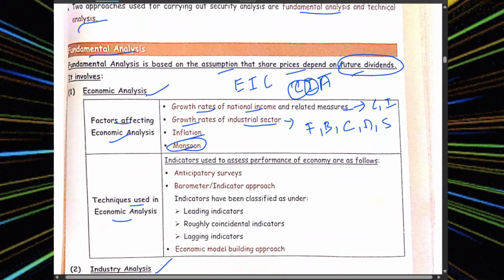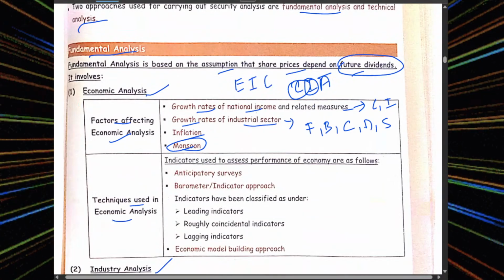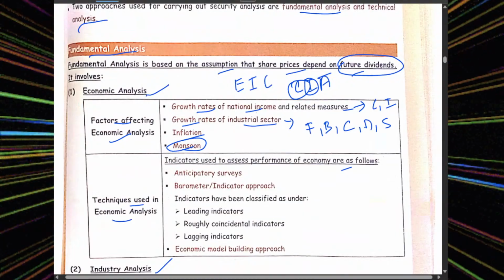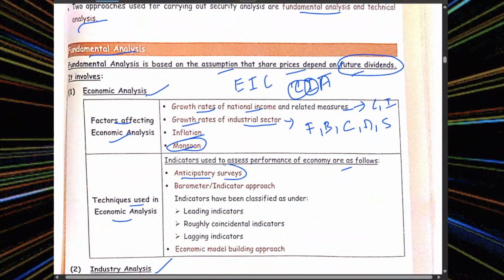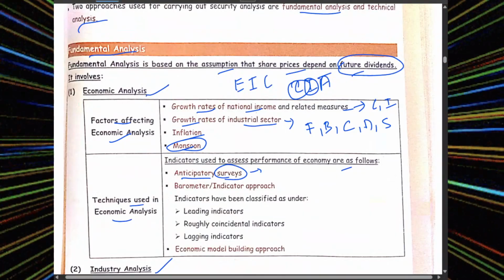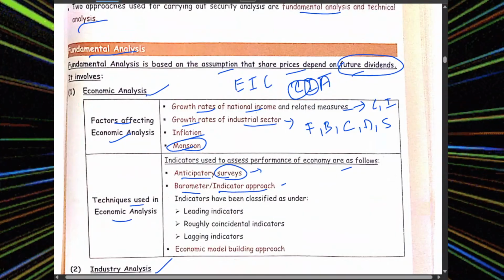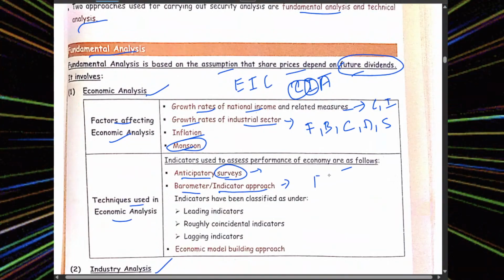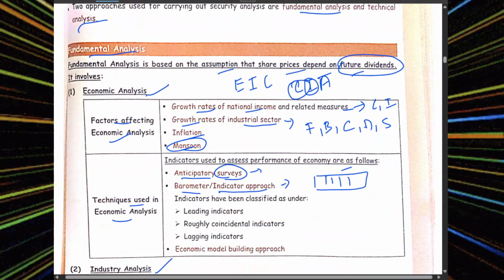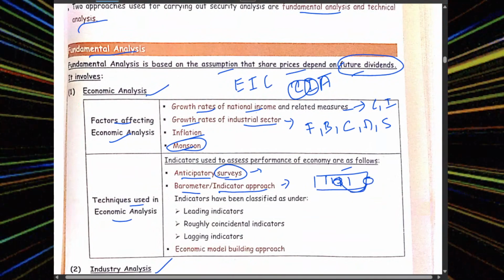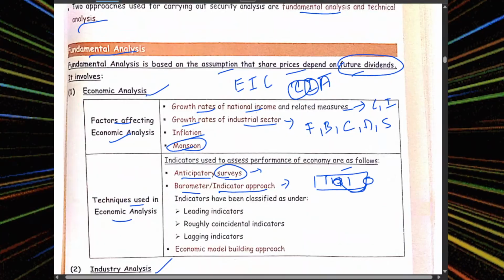Techniques used in economic analysis usually. What are the indicators used to assess the performance of the economy? Some of these techniques are used. What is anticipatory surveys? So some surveys will be there, and we can anticipate that. Barometer indicator approach. So this is the barometer, on the scale, this is at this level. So this is the benchmark, and we are comparing these two. So this is the indicator, a barometer approach.